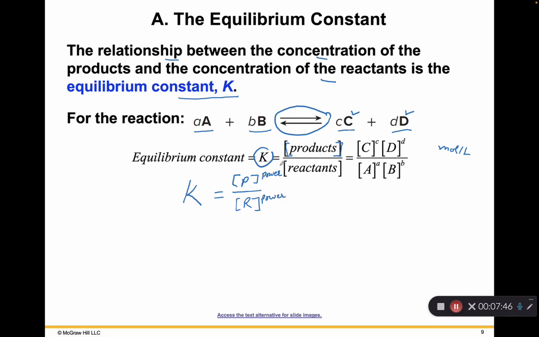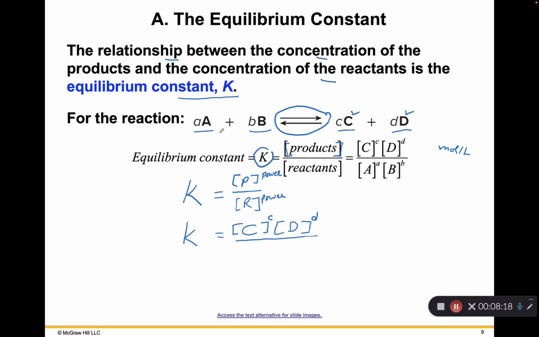So for this particular reaction, the equilibrium constant can be written as, I have uppercase K equal to, since I have two products C and D, I will write the C and D in square brackets. Now C has the coefficient lowercase c, so I will write it as the power there, raised to the power c. D will be raised to the power d.